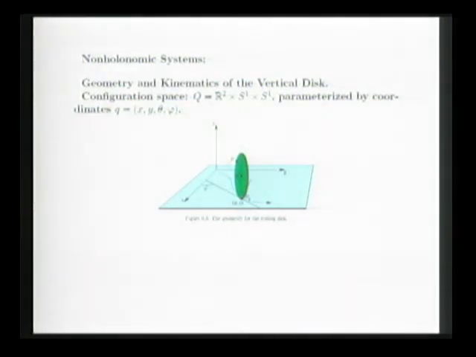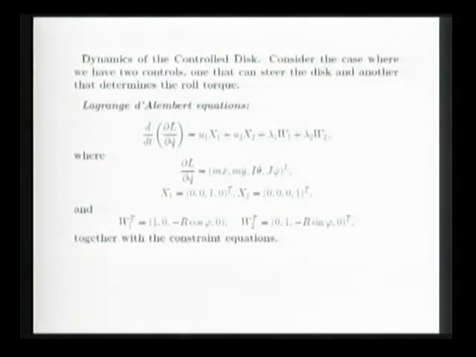This is the vertical disk. It has the configuration space R2 cross S1 cross S1. I'm just driving my disk around on the plane, and I can turn it and roll it around. So this is a nice system to think about for various reasons. This is the Lagrangian for the system, the kinetic energy. And the non-holonomic constraints of rolling without slipping are just these two constraints over here. And you can write down the dynamics.